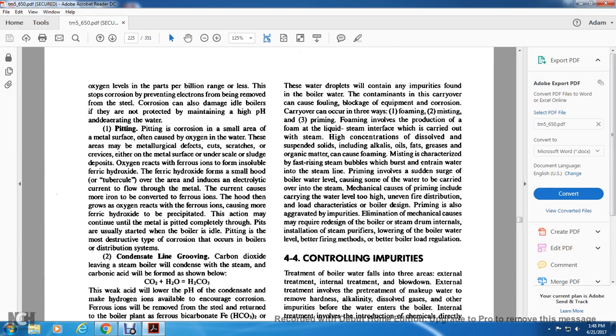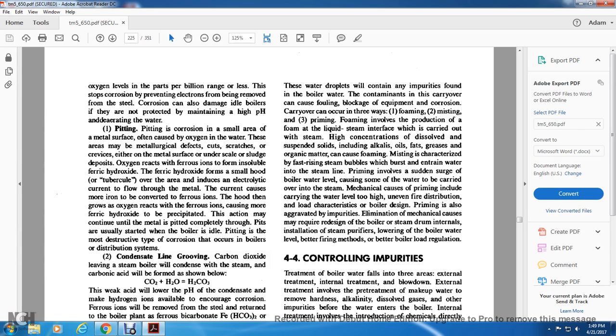Pitting is corrosion of a small area of the metal surface, often caused by oxygen in the water. These areas with more metallurgical defects can be cuts and scratches, or crevices on the metal surface under scale with sludge deposits. Oxygen reacts with the ferrous ions to form insoluble ferric hydroxide. Ferric hydroxide forms a small hood or tubercle over an area. This includes the electrolytic current that flows through the metal.